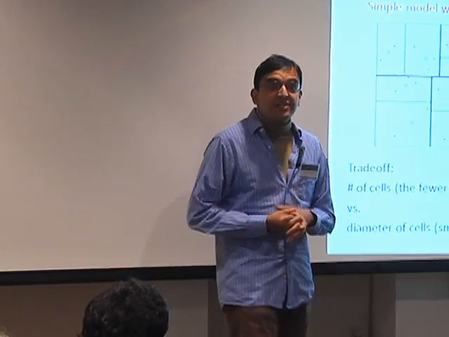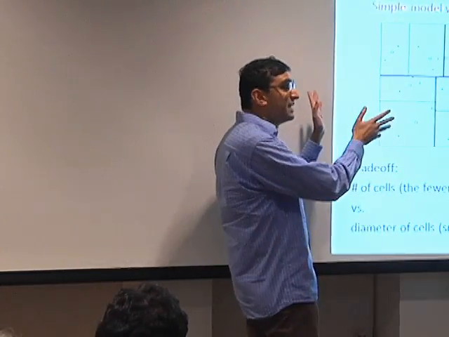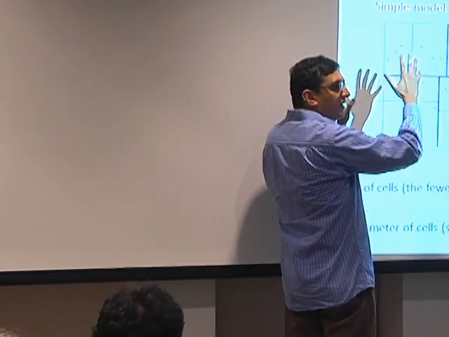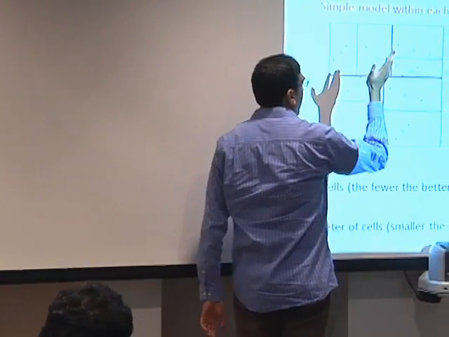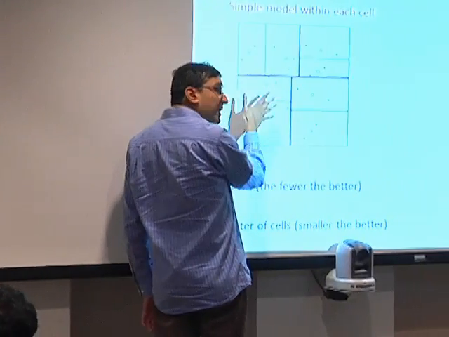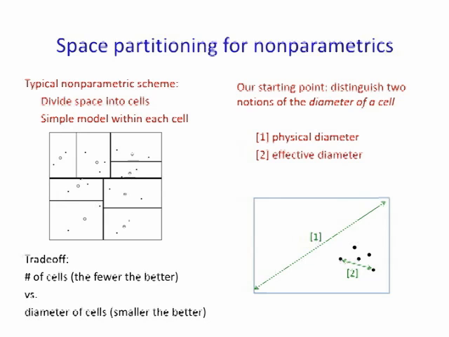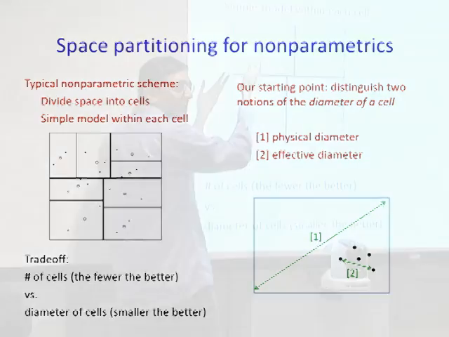Okay, so a very common way to do non-parametrics is by spatial partitioning. So you take space and then you carve it up into a whole bunch of cells. So you have some space, however high dimensional, you divide it into cells, and then within each cell you have a really simple model, like just a constant. Let's say you're doing regression, you simply have the average y value within each cell.